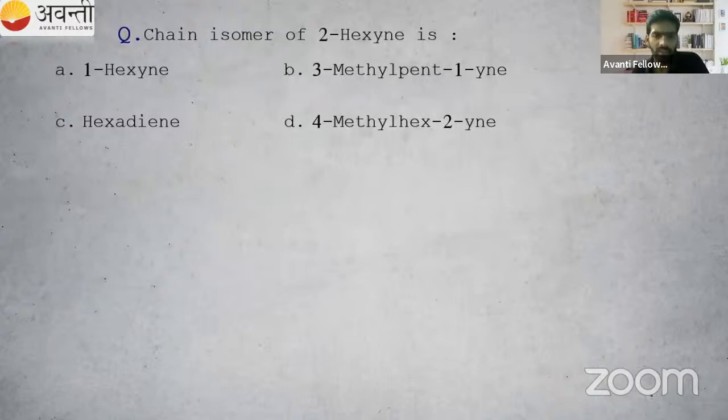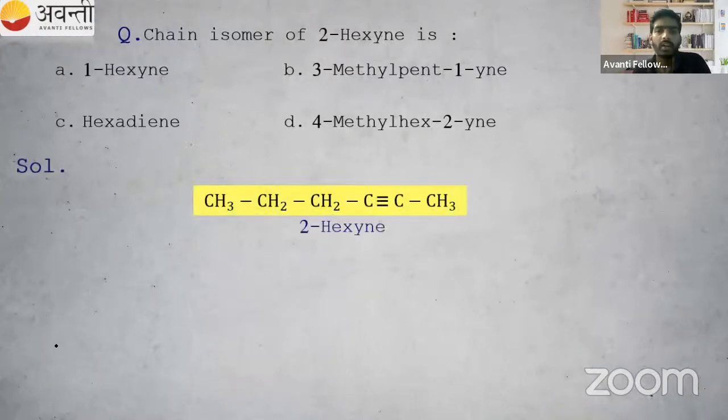इसका बताओ, इसका क्या होना चाहिए? Yes, students, fast. You are all very talented. Okay, answers आ रहे हैं. Others also please reply. Chain isomer of 2-hexane is. Anyone here? चलो डिस्कस करते हैं इसका. Chain isomer of 2-hexane. Let's see. अब 2-hexane का स्ट्रक्चर क्या होगा? What is going to be 2-hexane? 1, 2, 3, 4, 5, and then 6.